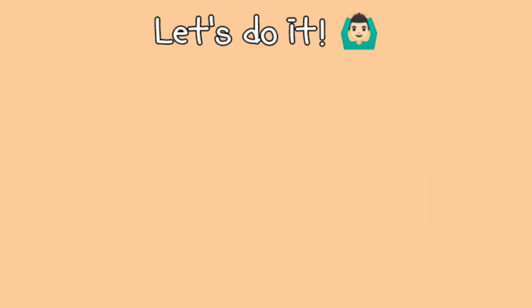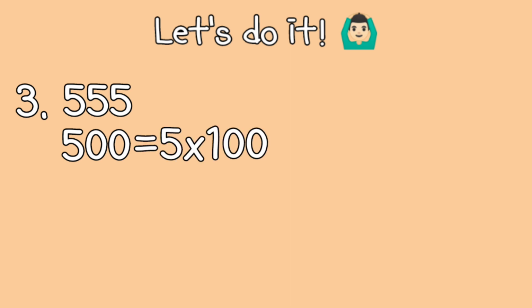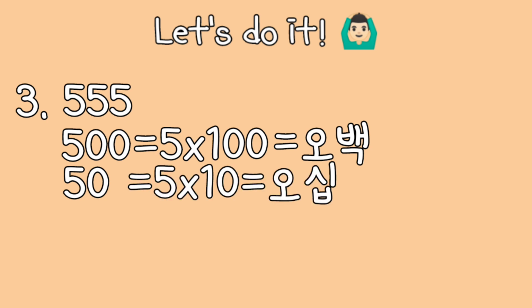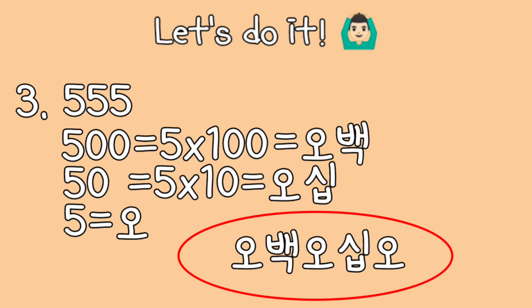And here in number 3, we have 555. So here, the highest number is 500. 5 and 100, which in Korean is obaek. Next is 50. In Korean, it's oship. Okay? And the last number is 5 or o, because 5 in Korean is o. So we have 555 or obaek oshipo.